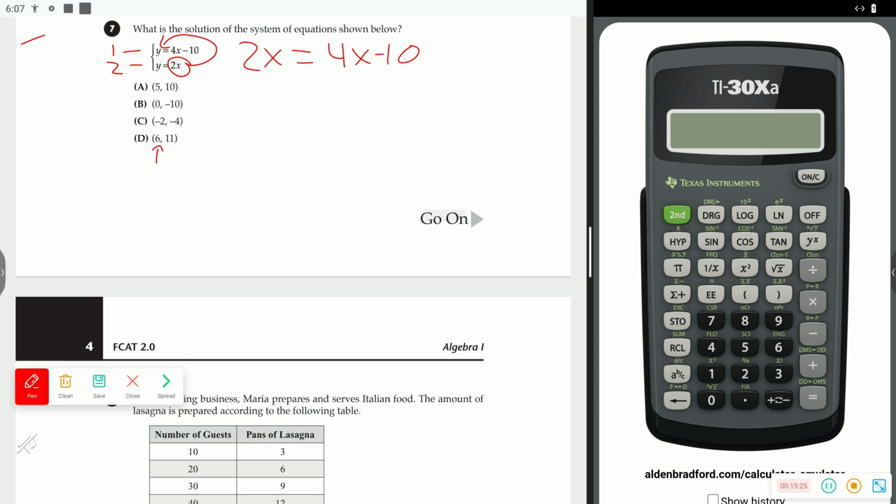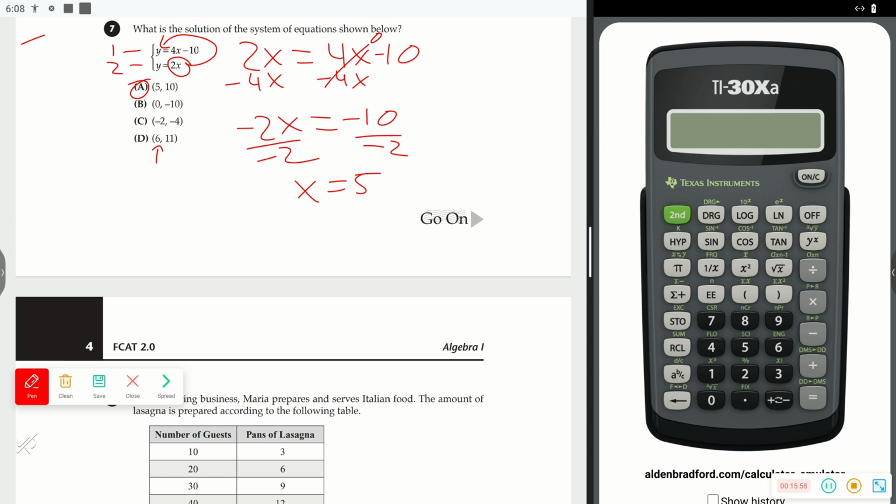So we have to get rid of the 4x from this side by subtracting 4x. Since we subtracted 4x from the right, we also have to subtract 4x from this side to make sure the equation stays equal. So we have 2x minus 4x, which is negative 2x, equals 4x minus 4x. That goes to 0, so we just have minus 10 on this side. And then we divide both sides by negative 2, and we get x equals 5. So we know the answer is already A, just by getting the first value of x.